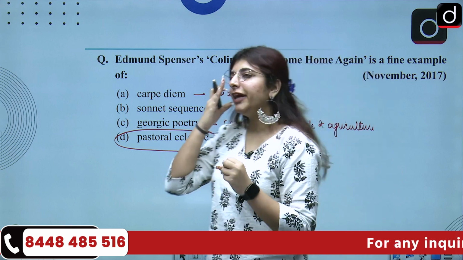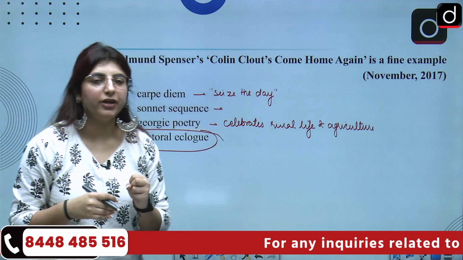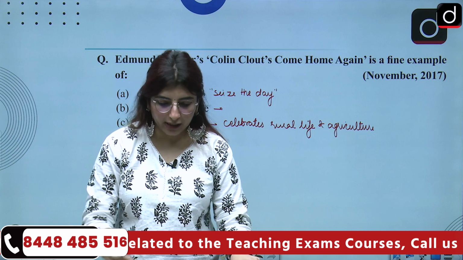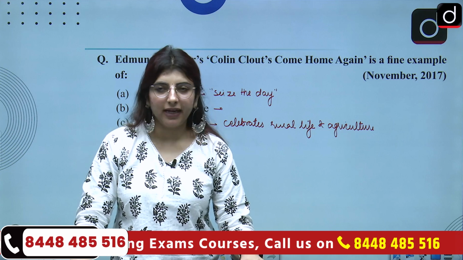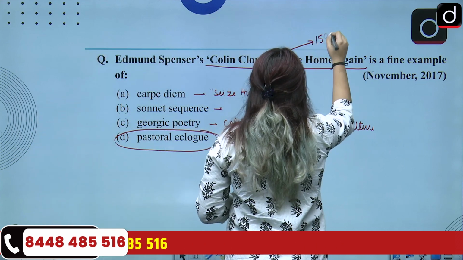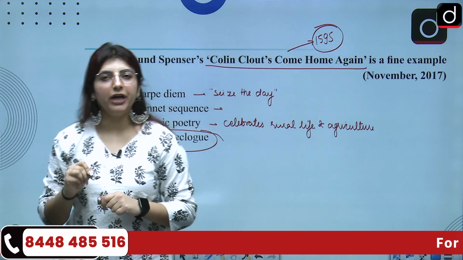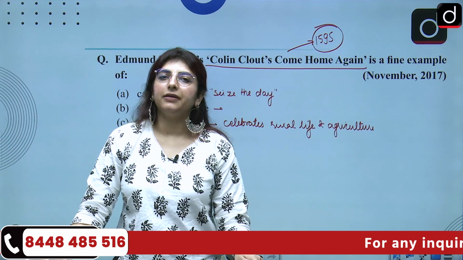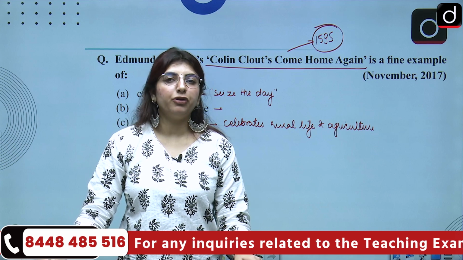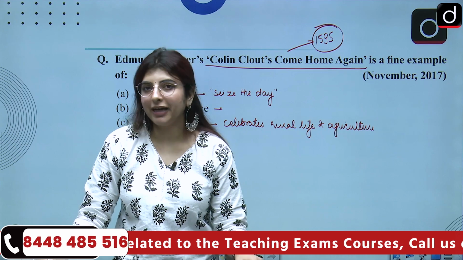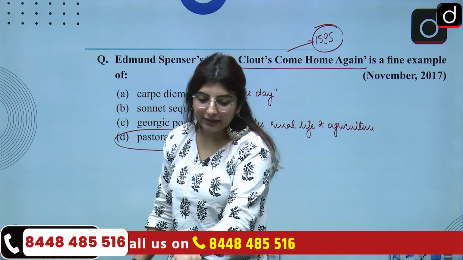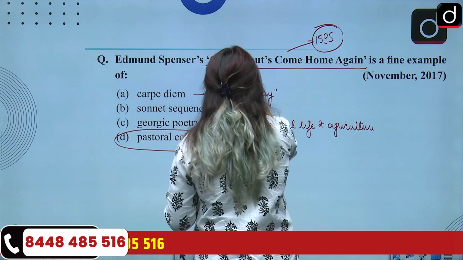Now, coming to Colin Clouts Come Home Again in greater detail. First of all, this work is by Edmund Spenser, as we all know. When did this work come? It was published in the year 1595. Note down the details. Spenser has many other works too, of which The Faerie Queene is really very important. You should read its summary, along with how many knights appear in it and what those knights represent. It has been called the greatest pastoral eclogue in the English language.